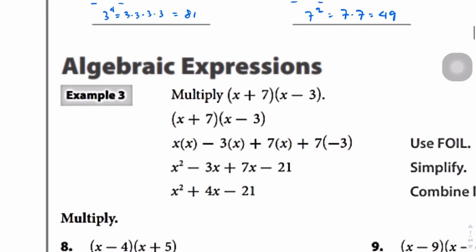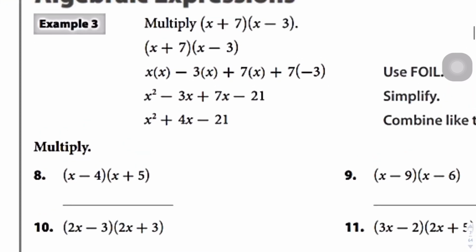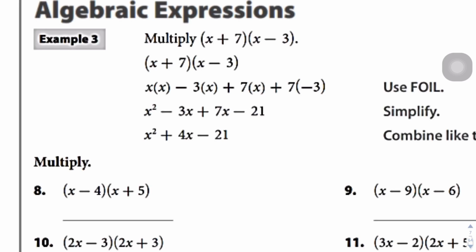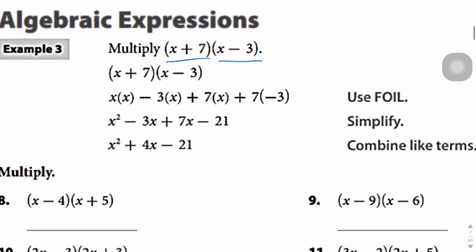All right. So there's your crash course on exponents. Let's talk about algebraic expressions. So when we have two binomials like this, x plus 7, x minus 3, we're going to learn how to multiply these. Now, if this is your second attempt at algebra, you might have learned the FOIL method. I actually despise the FOIL method.